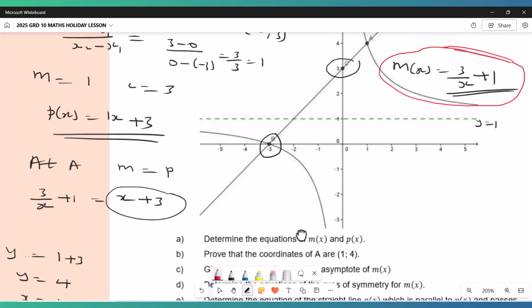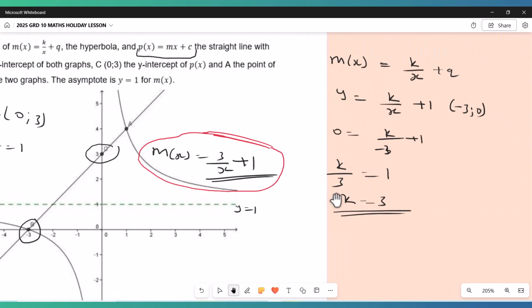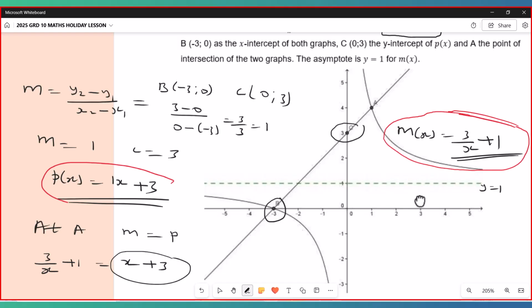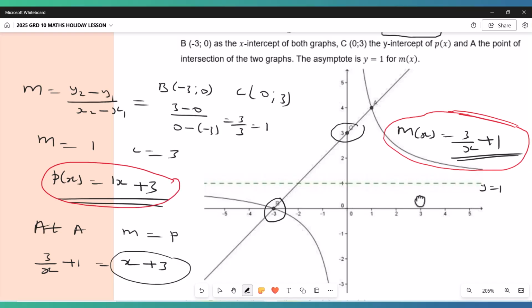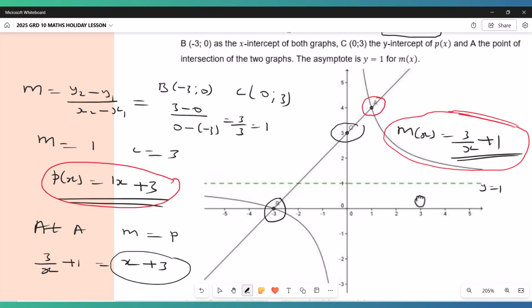And then this is the straight line, which was p of x, which we got here. It is x plus 3, and they all meet at point A. This point A is where the two functions meet. That's why I'm equating them so that I can solve simultaneously. Is it fine with you? That's why I begin by saying that at A, m equals p.